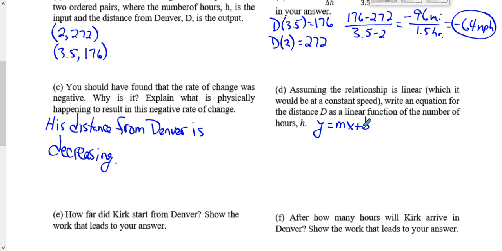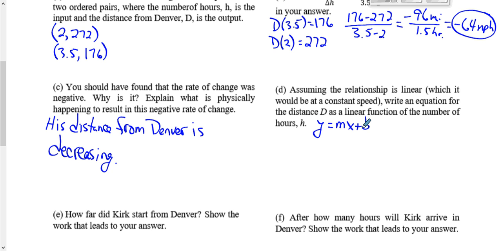H is the input, right? And what replaces the Y? The distance, yeah? Okay. So the only thing we don't have is a what? A B, right? What would be the B in this? What does that mean? What did I tell you B meant on the other page? Starting point. Okay, so in this case, what would it represent? Negative started. Okay, it would be his what? Starting distance? Keep going.